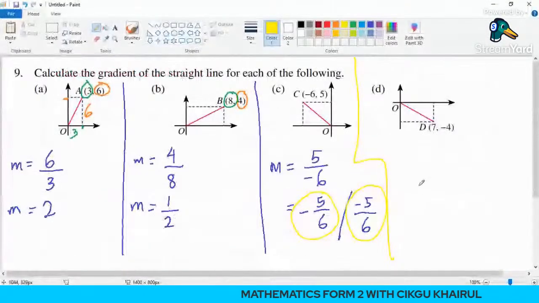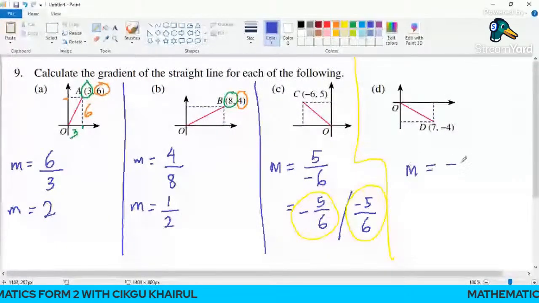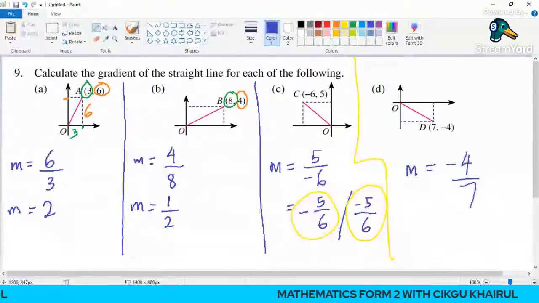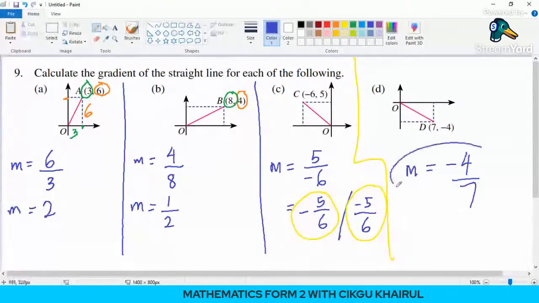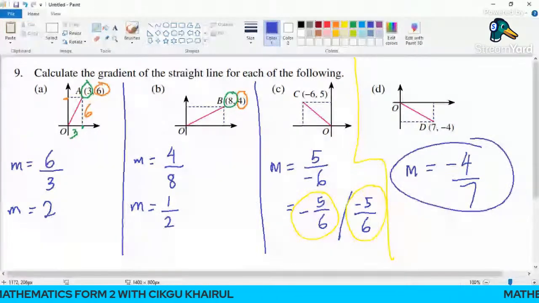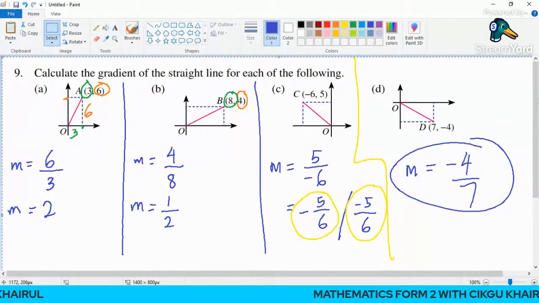Before that, let me just give you the answer. For question D, the answer is negative 4 over 7. Enough this one. No need to write anything. This is the final answer, negative 4 over 7. Just one line only. Next, we go to question number 10. Today we do until question number 11 only.